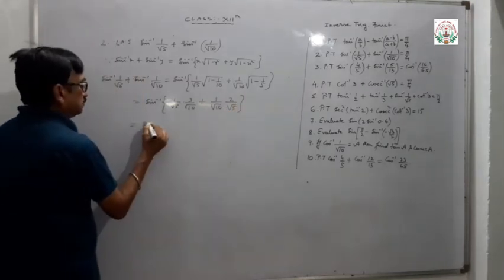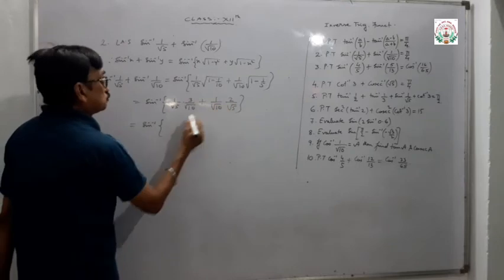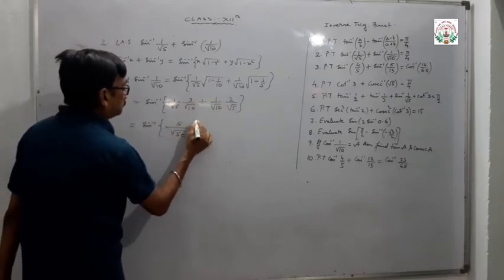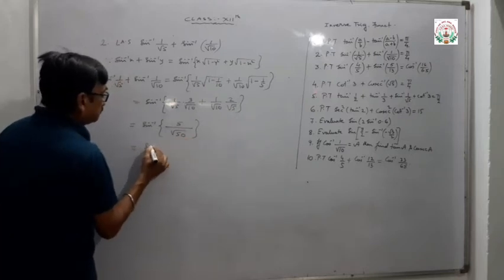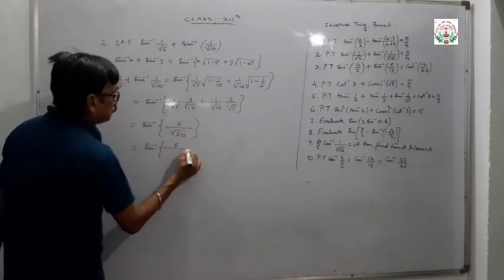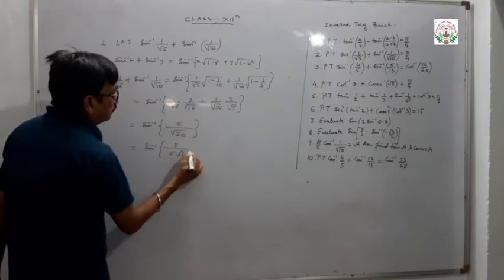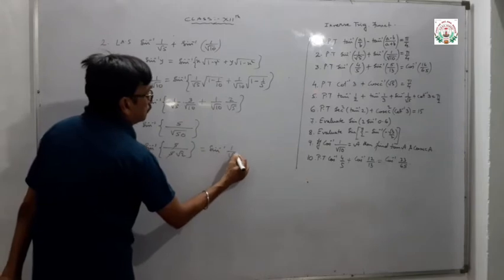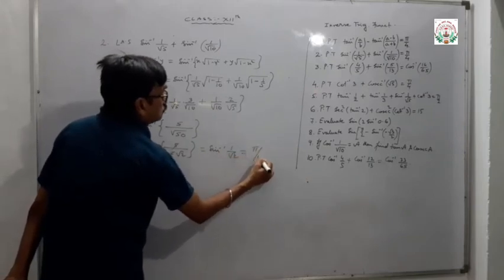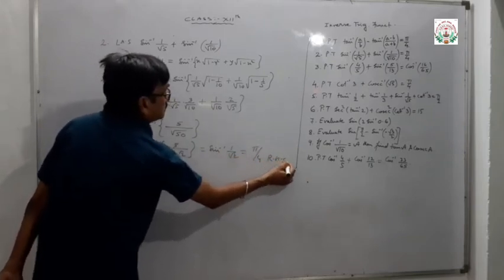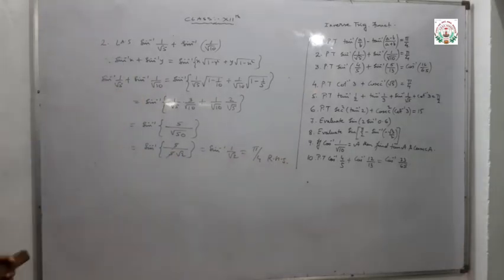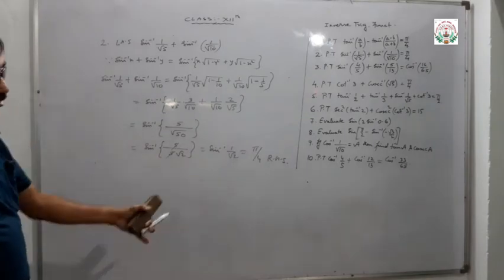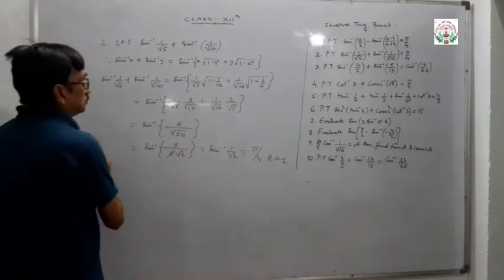That becomes sine inverse of (3 plus 2), 5, upon root 50. That becomes sine inverse of 5 upon root 50. In simplest form it can be written as 5 upon 5 root 2; 5 and 5 cancel, and sine inverse of 1 by root 2, which equals pi by 4. As we know that sine 45 degree is 1 by root 2. So that is the RHS for our second question. Now let's move to our third question.